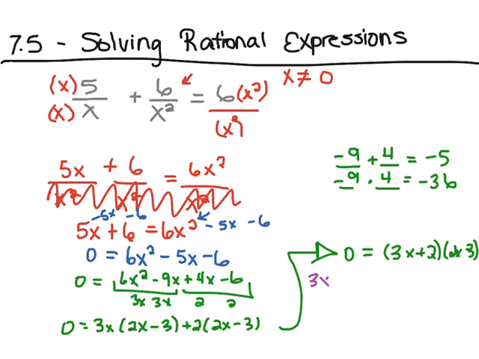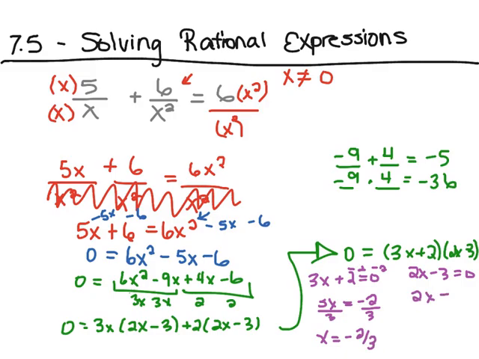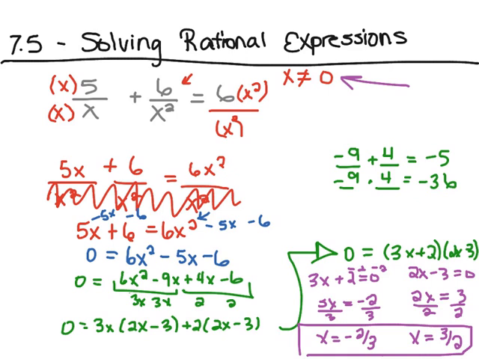So either 3x plus 2 equals 0, or 2x minus 3 equals 0. Subtract 2. 3x equals negative 2. Divide by 3. So x is equal to negative 2/3. Or add 3 to both sides, divide by 2. X is equal to 3 over 2. So there are your two answers. Neither of them are our non-permissible value, which is 0, so they both will work.